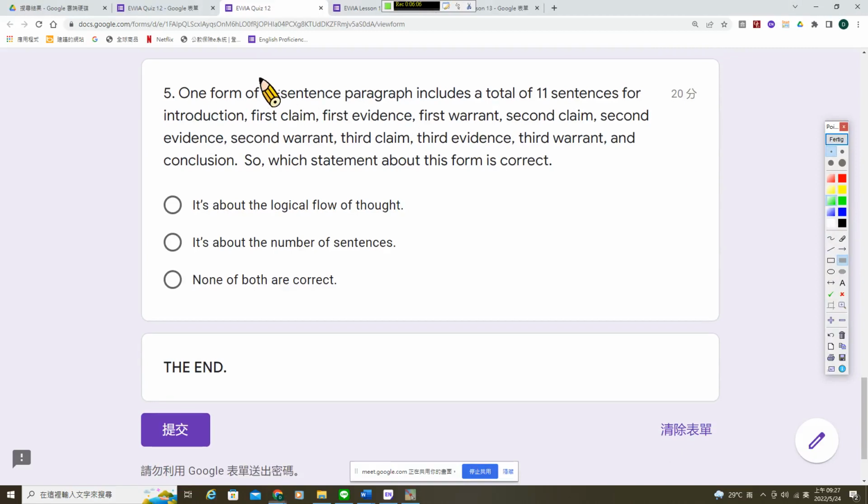Other than mere print, we will also learn the 11 sentence paragraph structure today. So basically, when we say 11 sentence paragraph, normally the typical, standardized form must have 11 sentences. It includes introduction, first claim, first evidence, and the first warrant. So you can see 4 sentences.